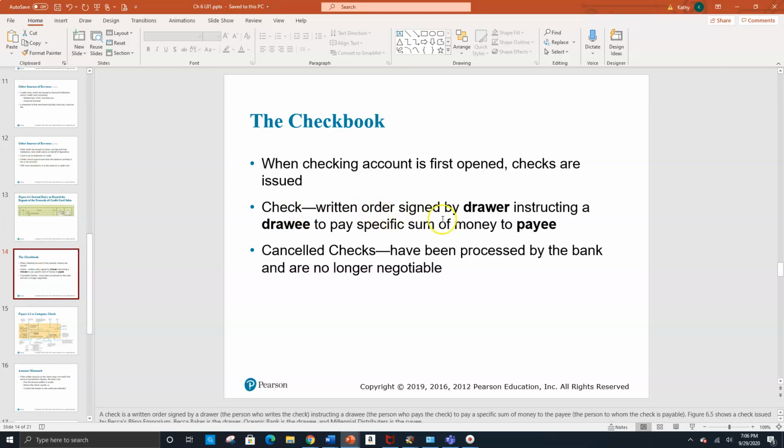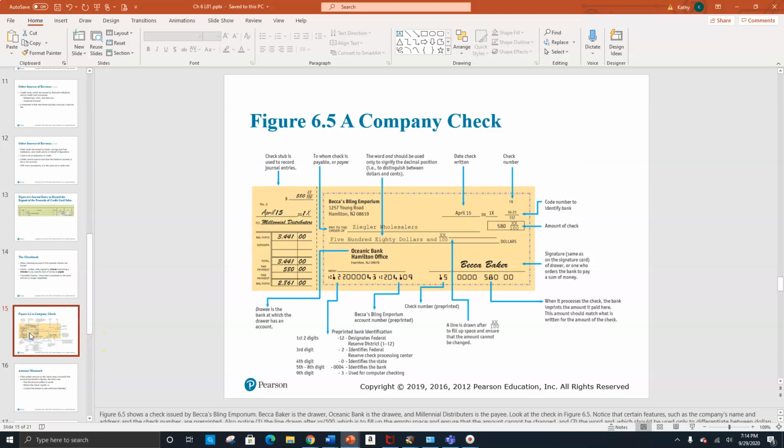A check is a written order signed by the drawer instructing a drawee to pay a specific sum of money to a payee. Canceled checks have been processed by the bank and are no longer negotiable. It's important to know the difference between the drawer, drawee, and the payee. Make sure you know that terminology. So on here, you'll see the drawee is the bank in which the drawer has an account. To whom the check is made payable is the payee.